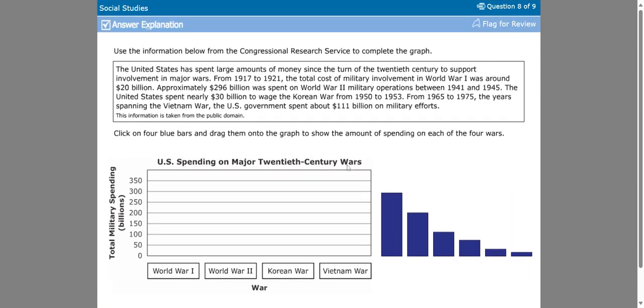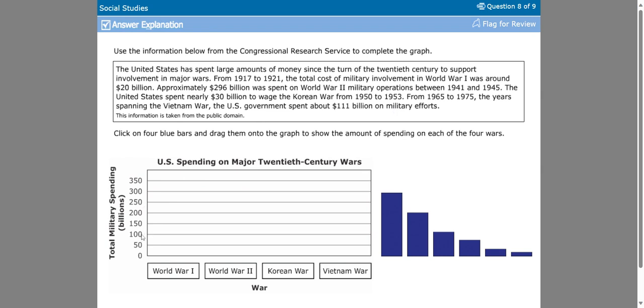Now, moving on to the next question. In the next question, we're using information below from the Congressional Research Service to complete the graph. And this is information of how many billions of dollars we spend in the military on major 20th century wars. And then we're asked to construct the graph based on the information. So this is more of an application based question, and we can see that from 1965, and I'm just looking at the last sentence, right, writers? From 1965 to 1975, the years spanning the Vietnam War, the U.S. spent $111 billion on military efforts.